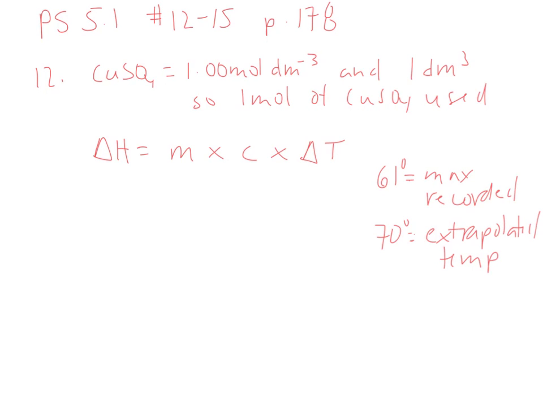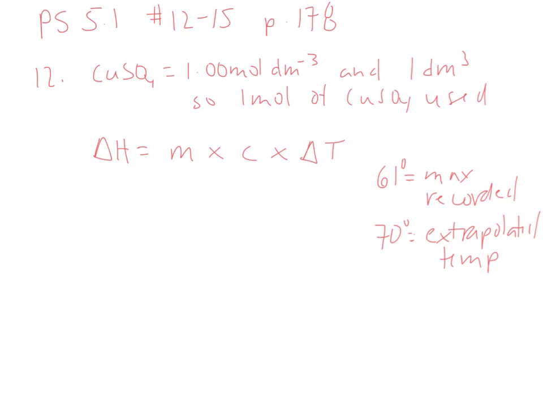In this video, I'm going to go over the solutions for problem set 5.1, questions 12 through 15 found on page 178. Number 12 asks to calculate the molar enthalpy change from the data in figure 5.9. They've got a graph of some zinc when it was first added to the solution at room temperature, approximately 20 degrees, and then the copper sulfate is added. So the curve goes up and eventually reaches a maximum temperature of 61 degrees and starts falling off again.